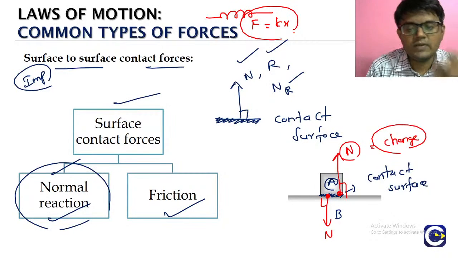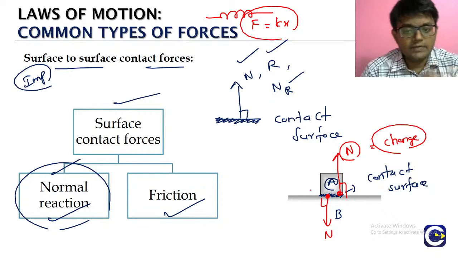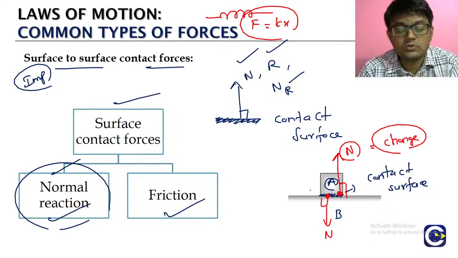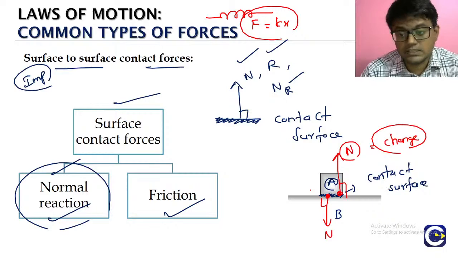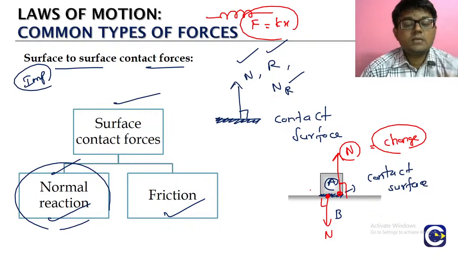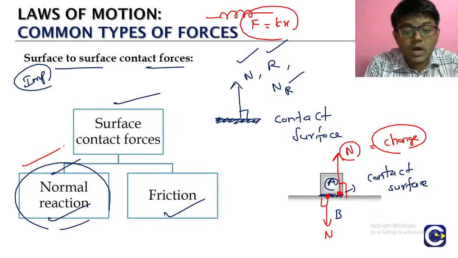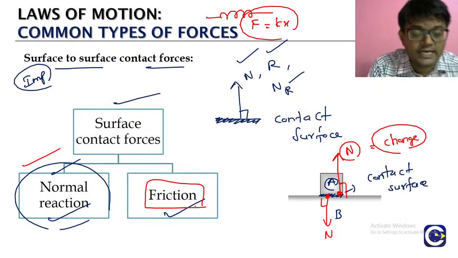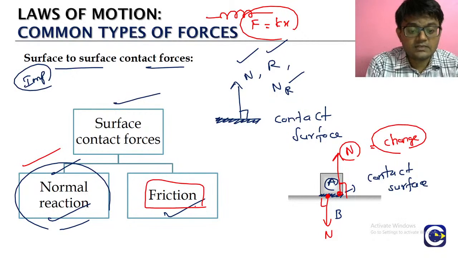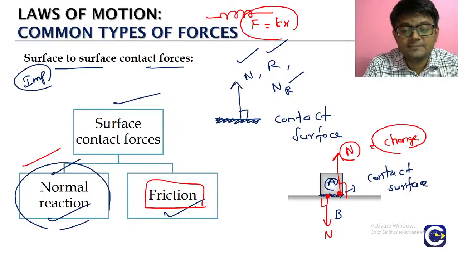Now the normal reaction value also can change. We'll see when we go to the specific problems how the normal reaction value will change. It will adjust. So this is about the normal reaction part. Now what about the other one, friction? We said we'll study about this later. But first let us try to get an idea of what this is.